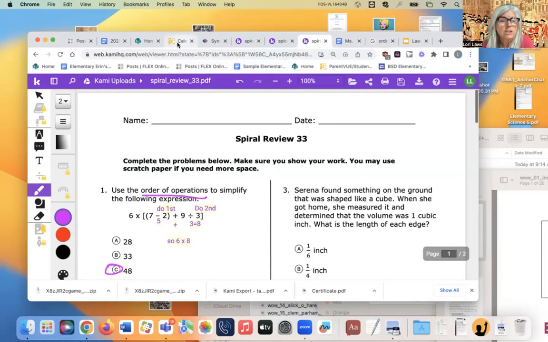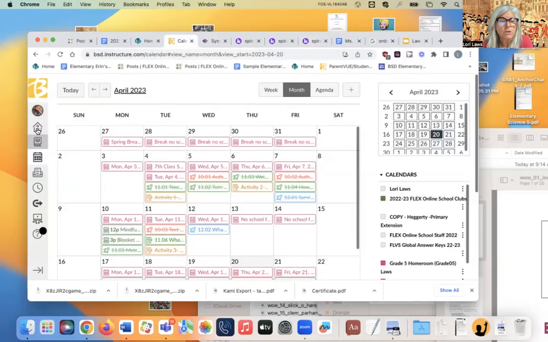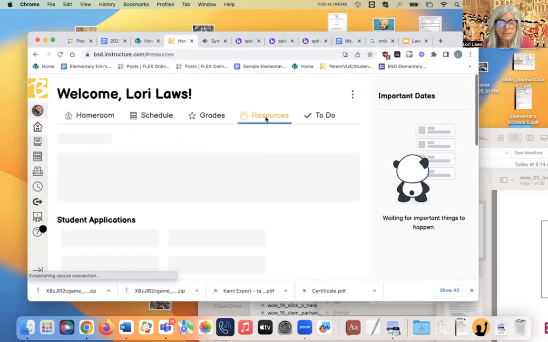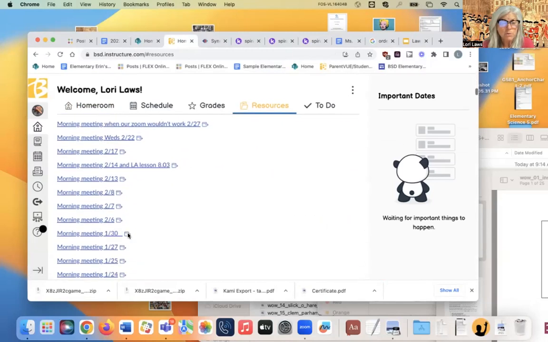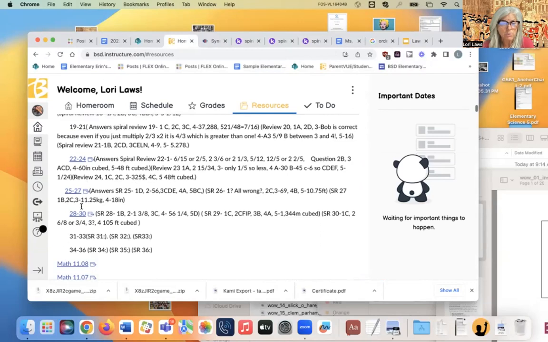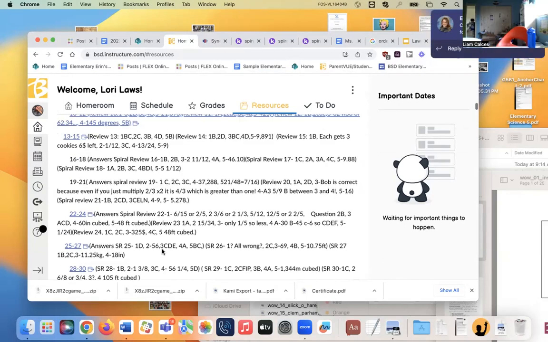It's okay if you're behind, just go ahead and work on it. Remember that when you're doing those spiral reviews, you can come back and look at the resources, and the answers to the spiral reviews are actually listed there. So I've listed all the answers to the spiral reviews. I haven't done today's yet, but I will. And we only have today and tomorrow, and then we're done with the spiral review. But you guys can keep working on it and checking the answers here.